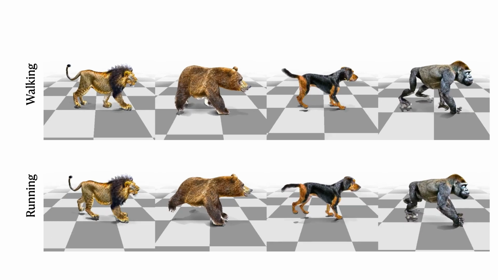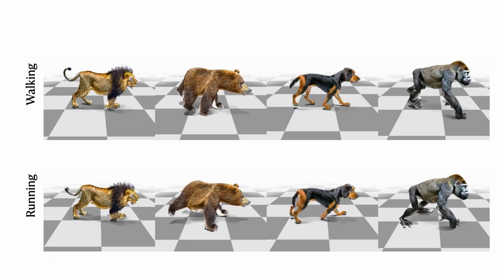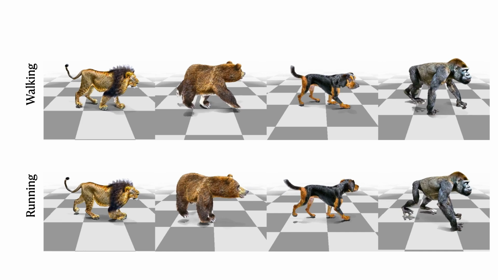Our method supports the synthesis of different motion modes based on different text prompts. Here we illustrate the differences between walking and running behaviors.